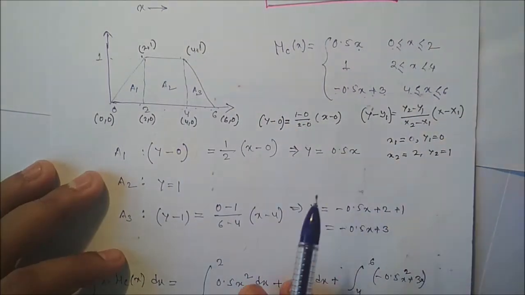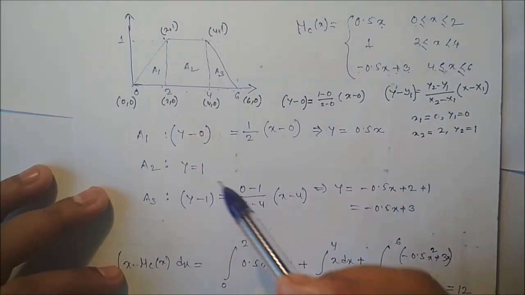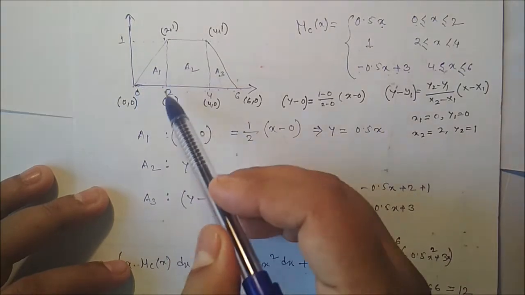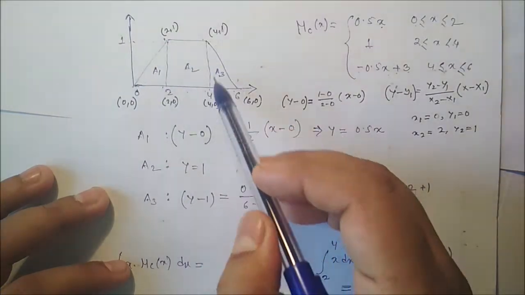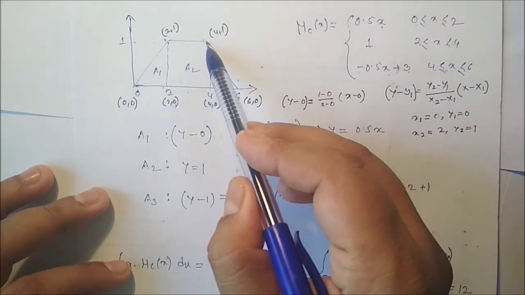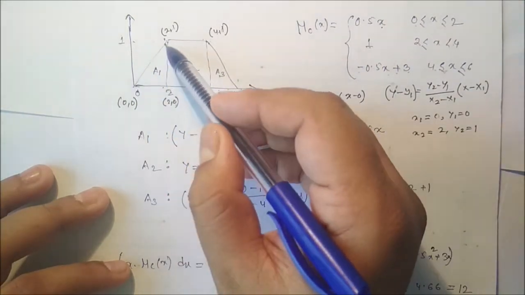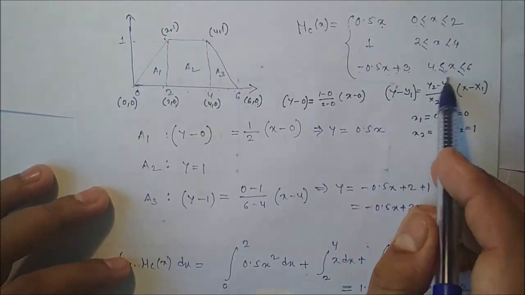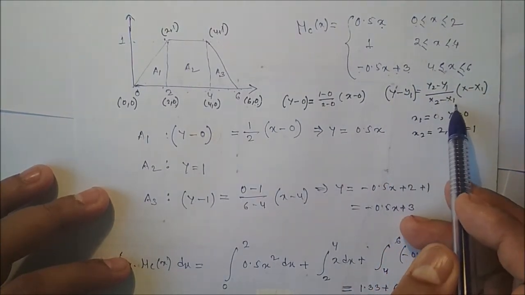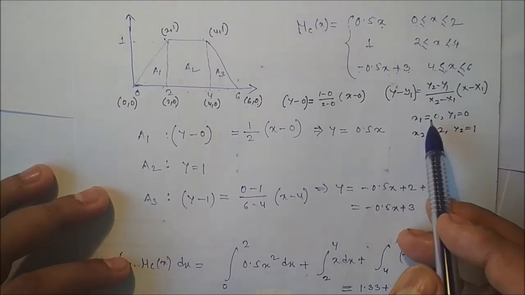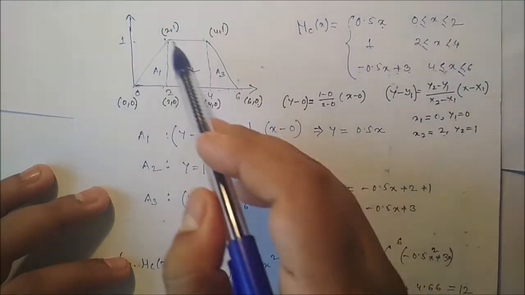If it is given, then it's okay. If it is not given, then we can also identify it from the graph. So this is 0, this is 2 with value 1, this is 4 with value 1, and this is 6 with value 0. How do we get this particular straight line? We know the formula: y minus y1 is equal to (y2 minus y1) divided by (x2 minus x1) into (x minus x1). So x1 is equal to 0, y1 is equal to 0, and x2 is equal to 2, y2 is equal to 1.